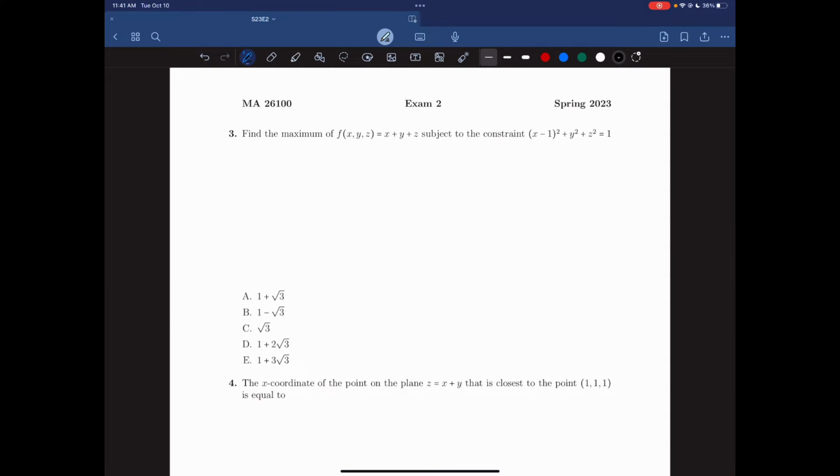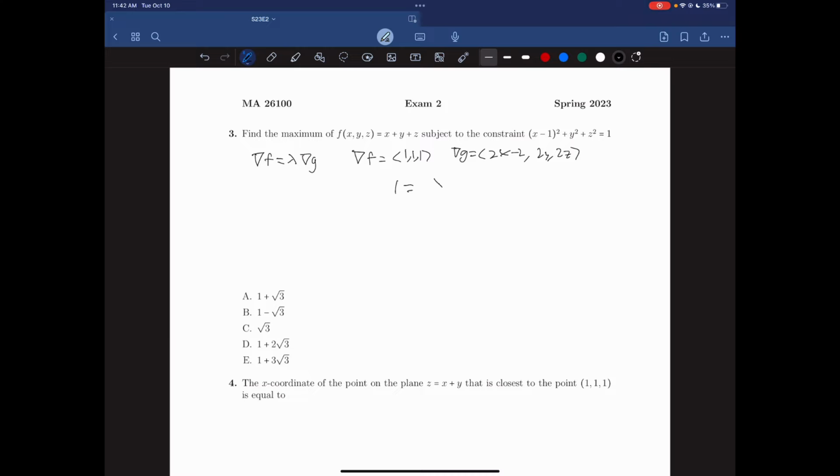3, find the maximum value of f of x,y,z equals x plus y plus z, subject to this constraint. All right, so this is again going to be a min-max problem, but with Lagrange multipliers this time. And we know grad f equals lambda times grad g in Lagrange multipliers. Grad f is going to be equal to 1, 1, 1. Grad g is going to be 2x minus 2, 2y, 2z. And we just have to set them equal to each other.